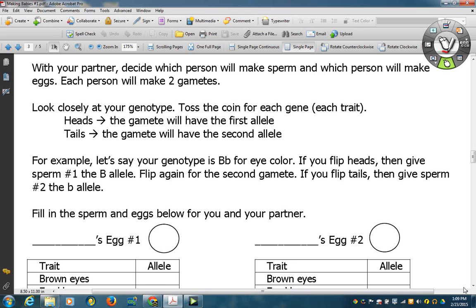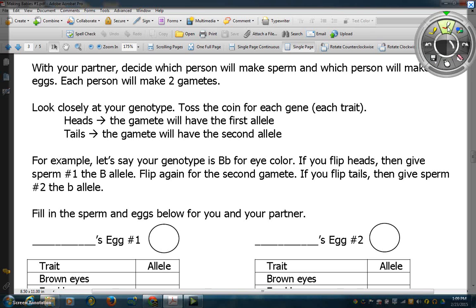Okay? For example, let's say your genotype is big B, little b for eye color. If I'm this person here, I'll put my name in the blank here. I'm T. I'm going to make the eggs, and then we've got Mrs. T here, and brown eyes. So I've got 2 alleles, right? My 2 alleles. For me, I said my brown eye color was big B, lowercase b. Okay, and mine happens to be brown.